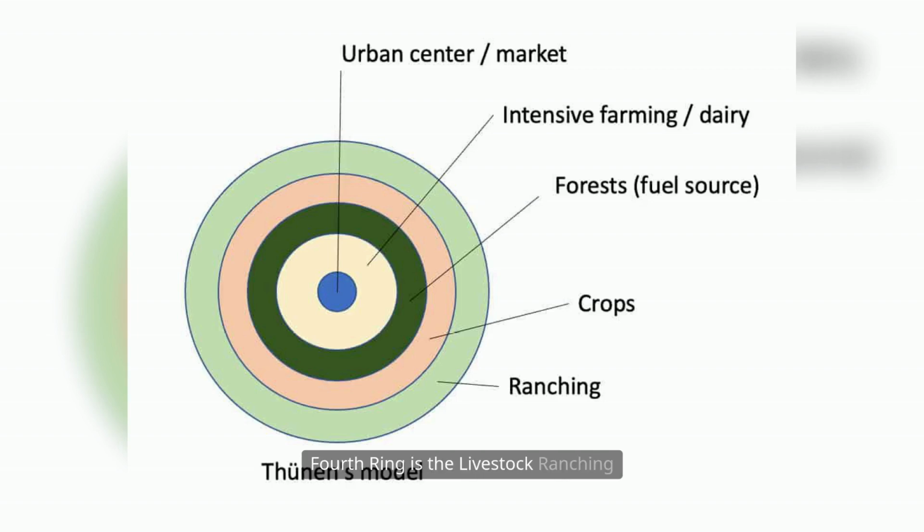Fourth ring is the livestock ranching. Farthest from the city is grazing and livestock ranching. Animals can walk to market, reducing transportation costs. Land rent is lowest here, making it suitable for extensive farming.